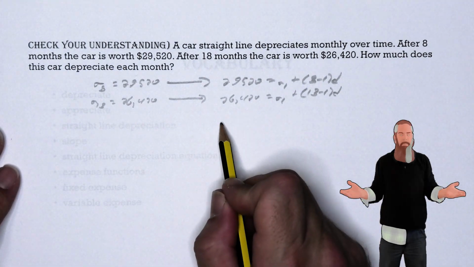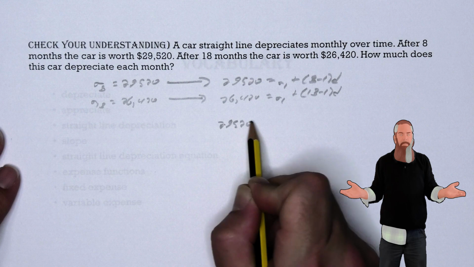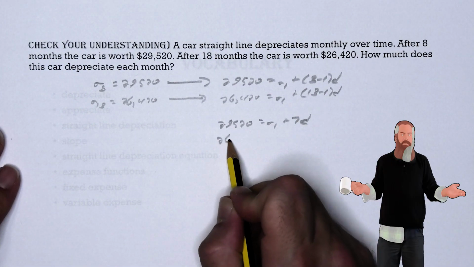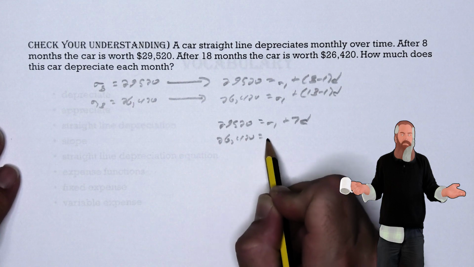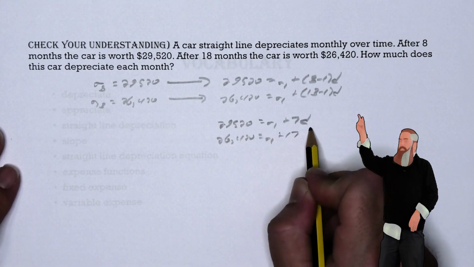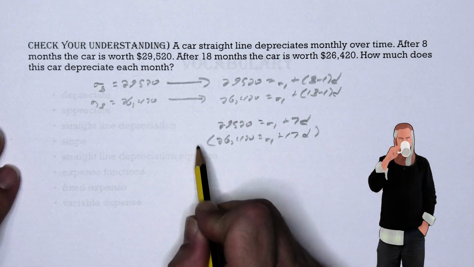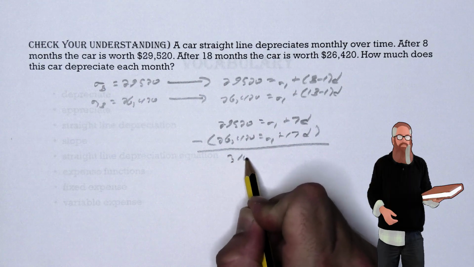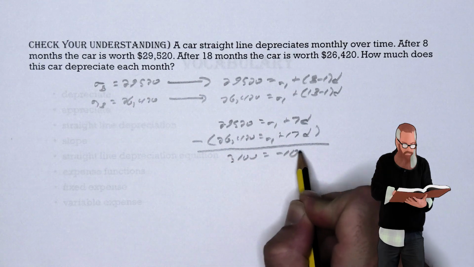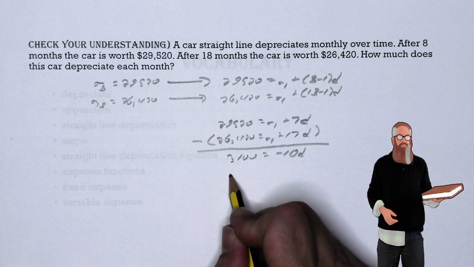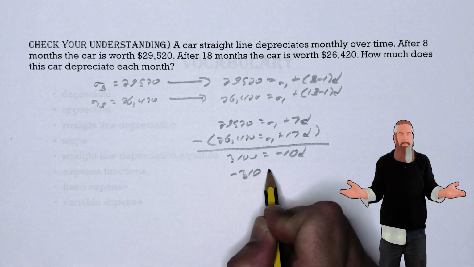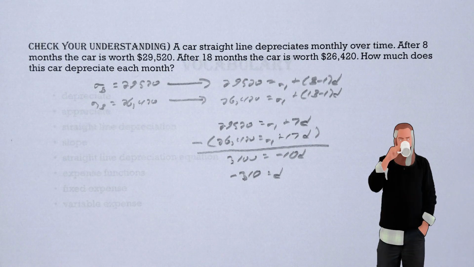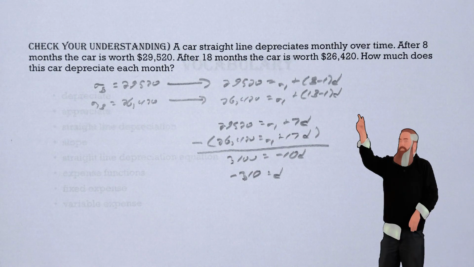Simplifying both equations, 29,520 is equal to A sub 1 plus 7d, and 26,420 is equal to A sub 1 plus 17d. We'll subtract the entire second equation from the first. This will give us 3,100 on the left and a negative 10d on the right. So negative 310 is equal to d. So the common difference is a negative 310, and that means the car depreciates $310 every month.